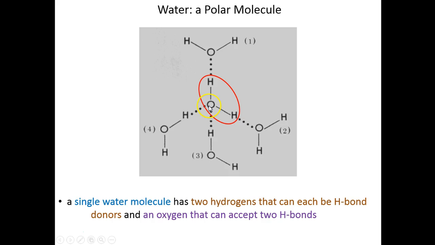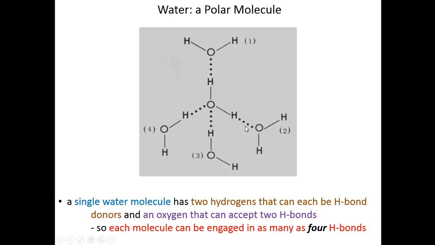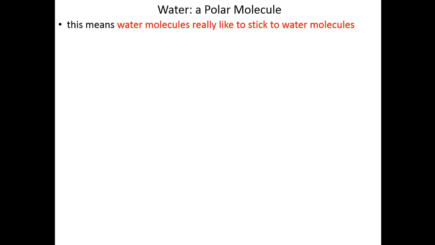The oxygen of this water molecule is partially negative. It can accept two hydrogen bonds from two different water molecules. 1, 2. And so this one water molecule that we're considering here is capable of making 1, 2, 3, 4 total hydrogen bonds. And indeed, that's what happens in ice. That's why ice has a crystalline pattern, because water makes 4 hydrogen bonds when it engages in ice as a solid form. So, taken at its crux, what we're saying here is that water really likes to stick to water.